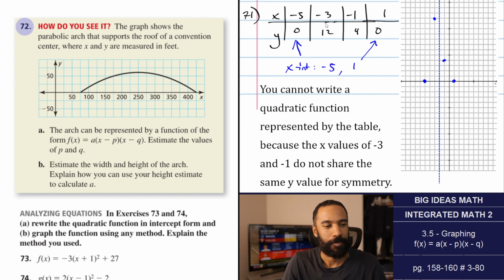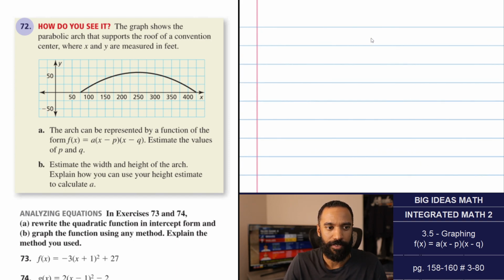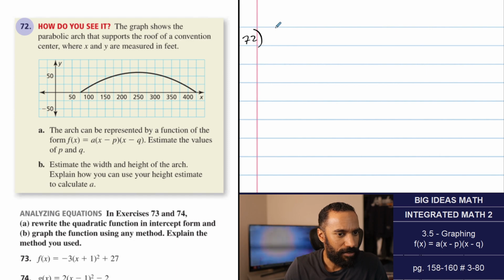All right, number 72. How do you see it? The graph shows the parabolic arch that supports the roof of a convention center, where x and y are measured in feet. So it looks like x-intercepts of, I guess, 75 and 425. I'm going to use those if they ask us to write an equation. And the vertex, I have no idea.